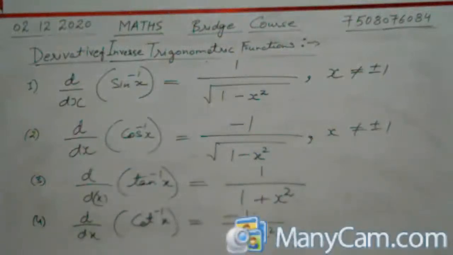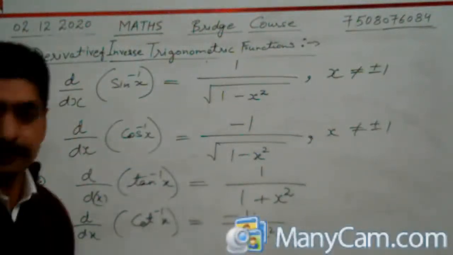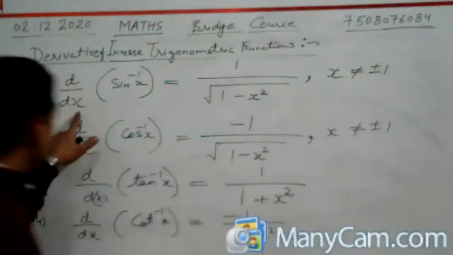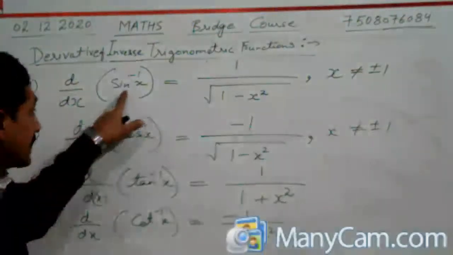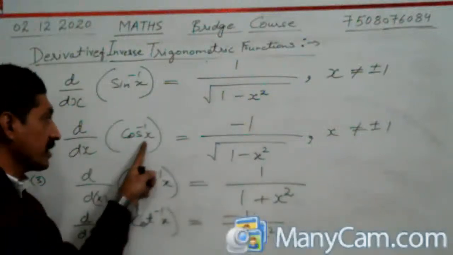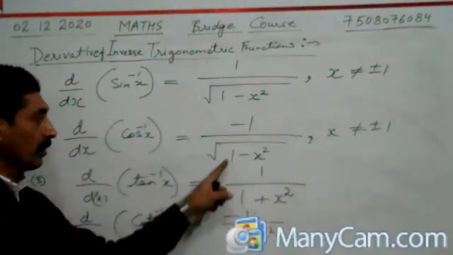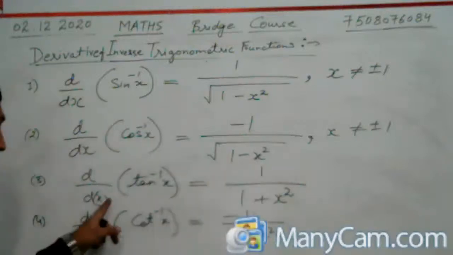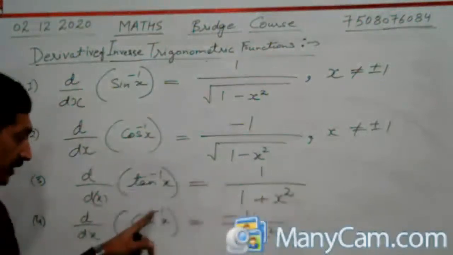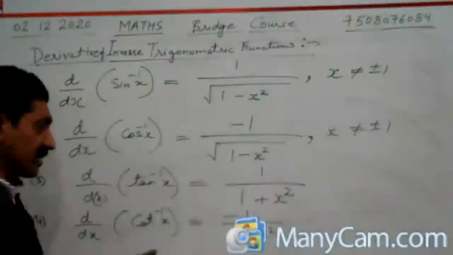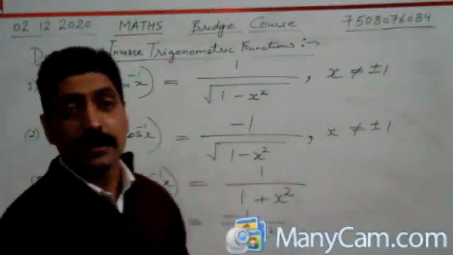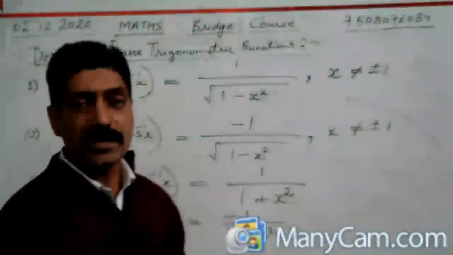Now we have the derivative of secant inverse. Let me discuss here again. Derivative of sine inverse x is 1 upon under root 1 minus x square. Derivative of cosine inverse x is minus 1 upon under root 1 minus x square. The derivative of tangent inverse x is 1 upon 1 plus x square, and of cotangent inverse x is minus 1 upon 1 plus x square. Now we are left with the derivatives of secant inverse x and cosecant inverse x.